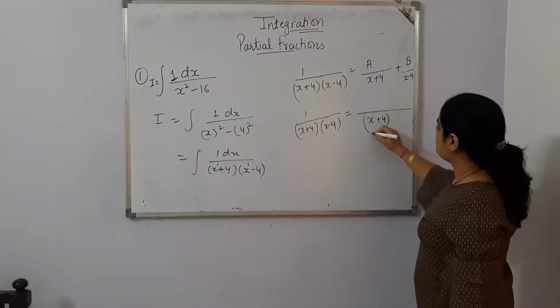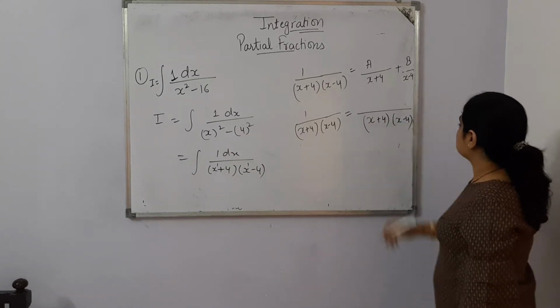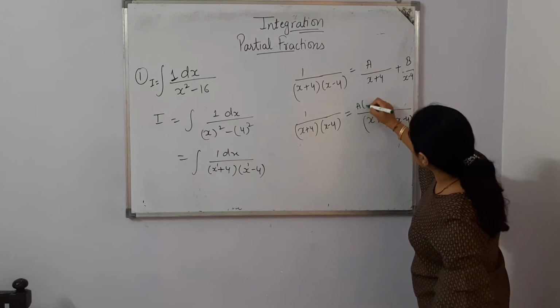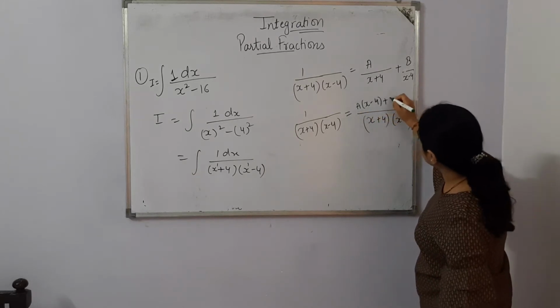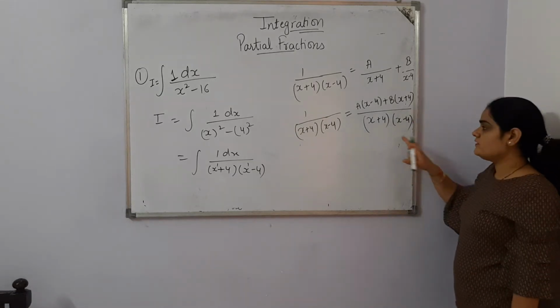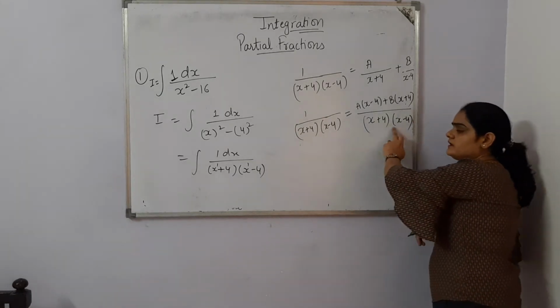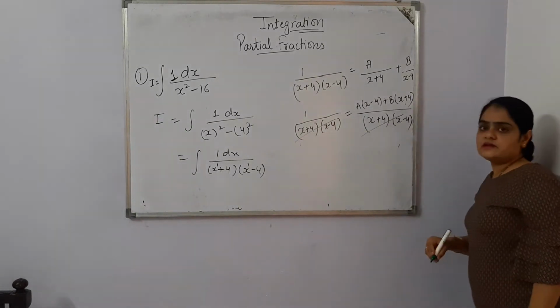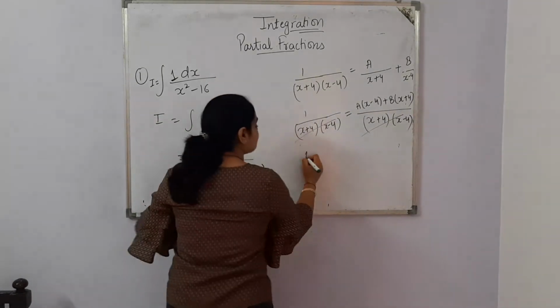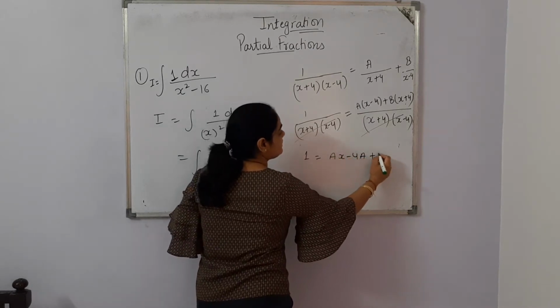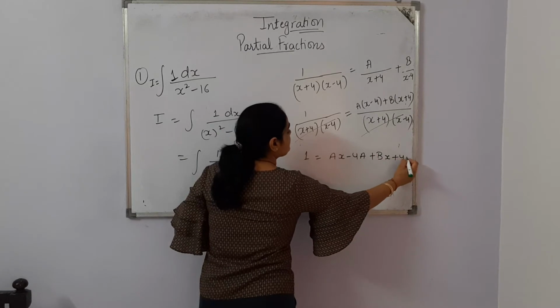We'll take LCM. So it becomes a into x minus 4 plus b into x plus 4. Now what you are watching, that here's the denominator and here's the denominator. Left hand and right hand denominators are same, so we can cut it out. So what we'll get? 1 equals to ax minus 4a plus bx plus 4b.